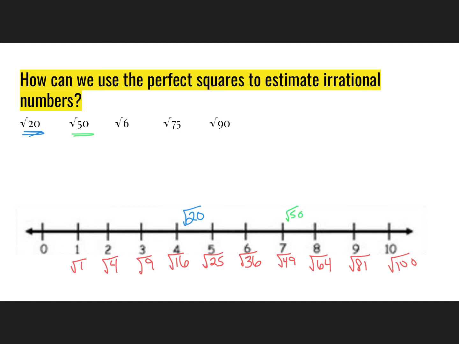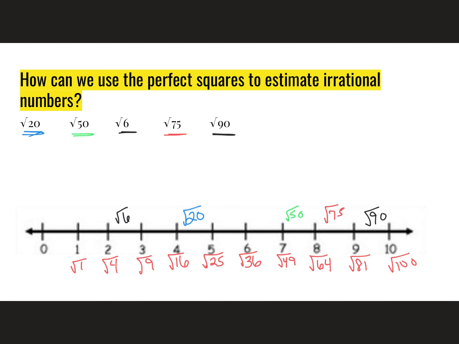Well, what about something like the square root of 6? Well, it would be between the square root of 4 and the square root of 9. So here's my square root of 6. And so on and so forth. If I want to put in the square root of 75, it's going to be between the square root of 64 and the square root of 81. And finally, the square root of 90 would be between 81 and 100.